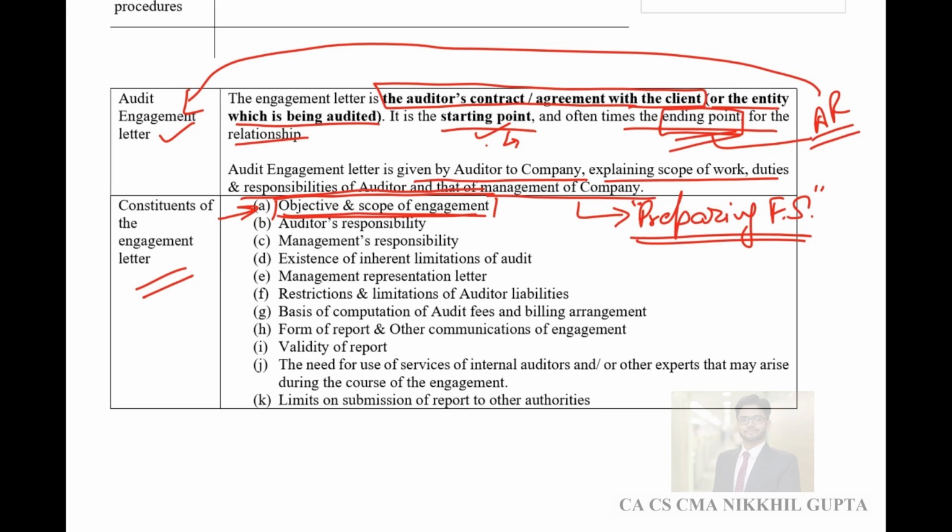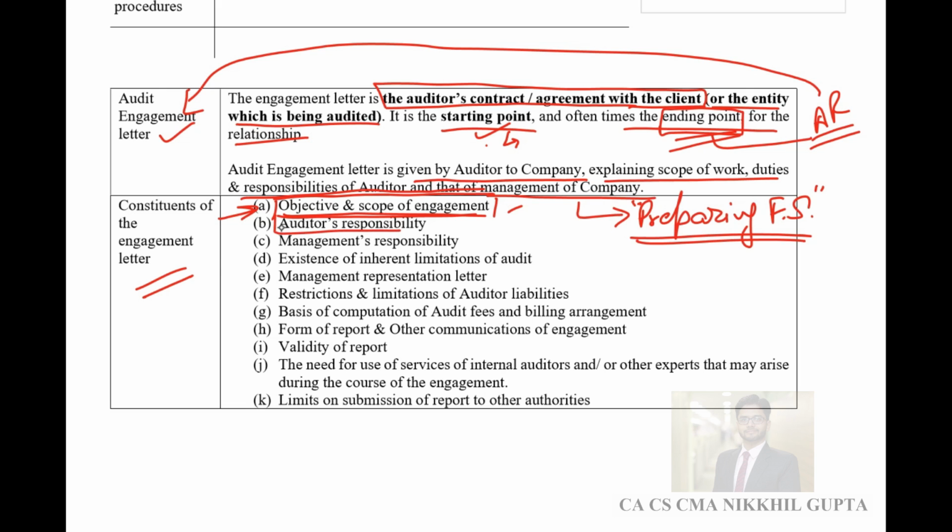So that tomorrow the client should not come back to the auditor and say, Mr. Auditor, you have done the cost audit of our company. You have audited the cost records. I wanted you to audit the GST records as well. Why didn't you audit GST records? Then the auditor should have a shield against the client to prove that the agreement was only done for cost records and not GST records, and hence only cost records have been audited by the auditor. So this is the first point of engagement letter, which is objective and scope of engagement.